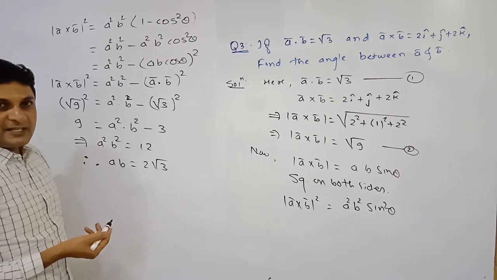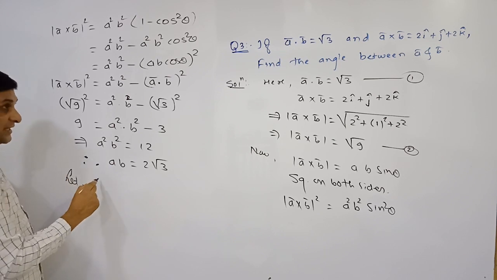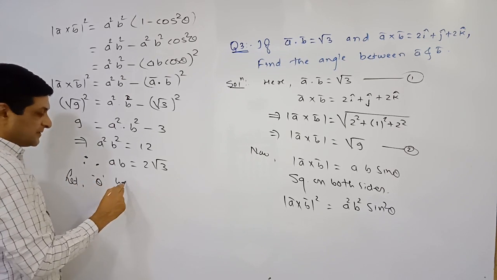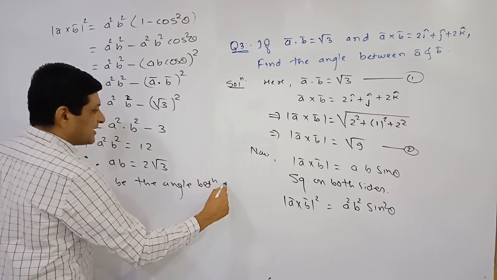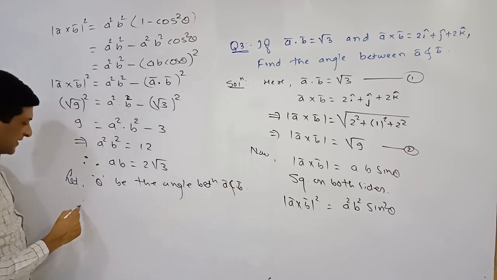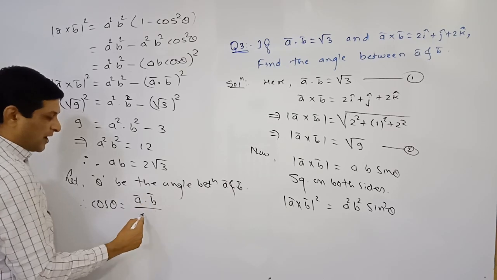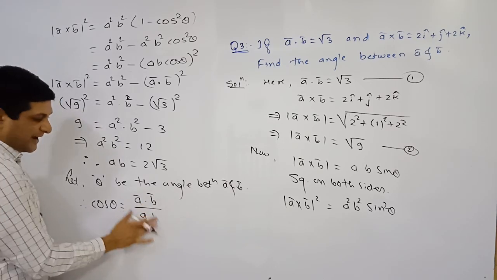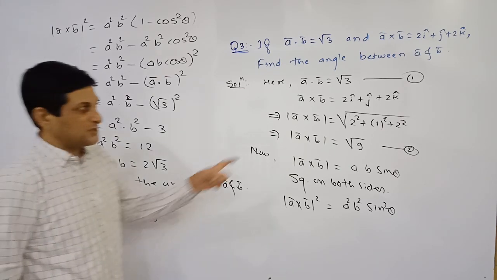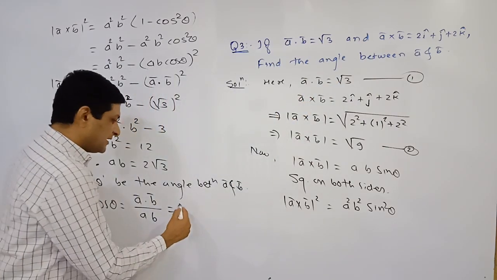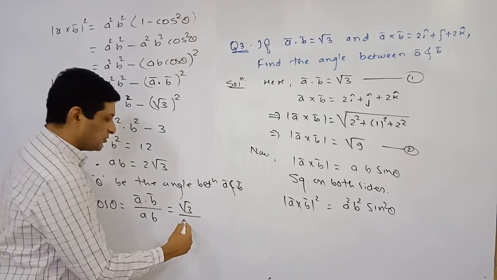Okay, once this value is known to us, now we will have one formula to find out cos theta. Let theta be the angle between A bar and B bar. So therefore cos theta is equal to, what is the definition of cos theta? A bar dot B bar upon AB, means magnitude of A bar into magnitude of B bar. So which is equal to, already the value of dot product is given to us. What is its value? Root 3. Root 3, and in the denominator AB. Just now we have got the value of AB is equal to 2 root 3.